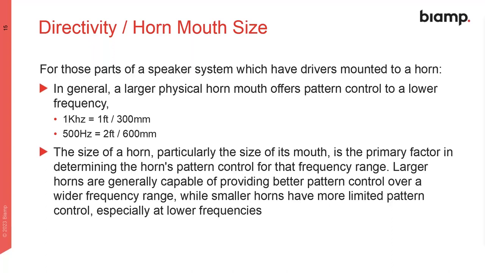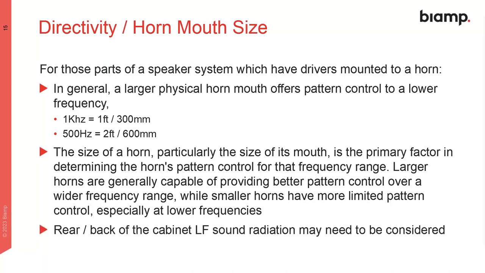When I say pattern control, I should actually say useful pattern control. A speaker might be spec'd as 90 by 40 or so, but when you get down into the lower frequencies in a system such as an R1 or R2, the larger mouth of that horn is going to direct more of that low frequency into that tighter listening area due to the physical horn mouth size of the system, helping us contain the sound, put sound on ears.